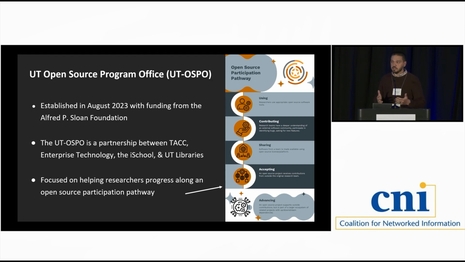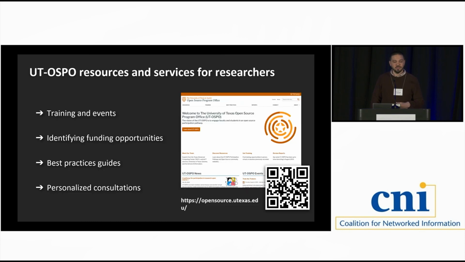And our focus through the OSPO, for these last 2 years since we've been established on campus, is to help researchers progress along our participation pathway that we have defined, which categorizes the level of involvement in open source software production and research. What we're trying to do is help researchers move along that pathway from starting to use open source software, to publishing their own open source software, to contributing to projects that others have developed, to finally getting to the stage where they're able to accept contributions from other researchers themselves.